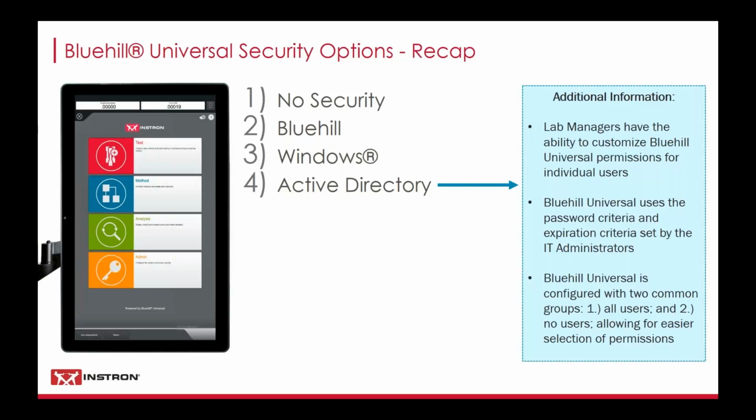So Bluehill Universal uses the password criteria expiration set by the IT administrator, so we just covered that. And then in addition, in Active Directory, Bluehill Universal has 2 common groups, an all users and a no users, and this is designed to allow for easier permission selection. So if there's something that we want all users to have access to, maybe it's logging into the software, we can just select all users instead of having to create a specific group for that. And that might be a bit clearer when we do the software demo now.